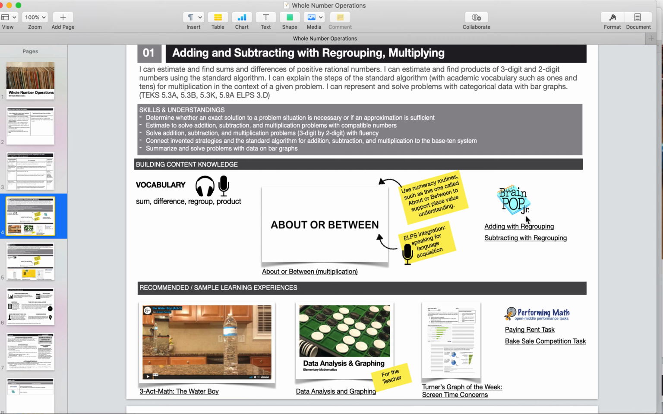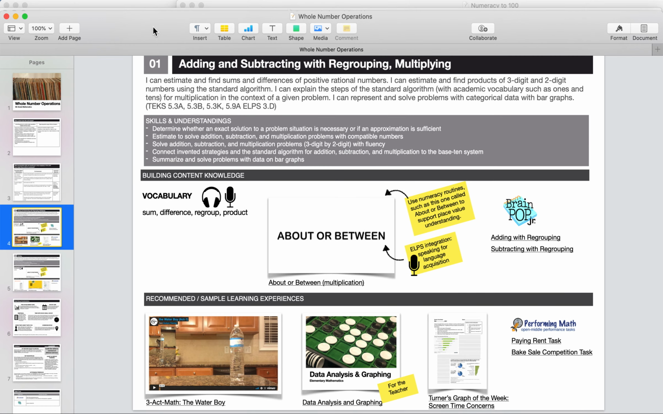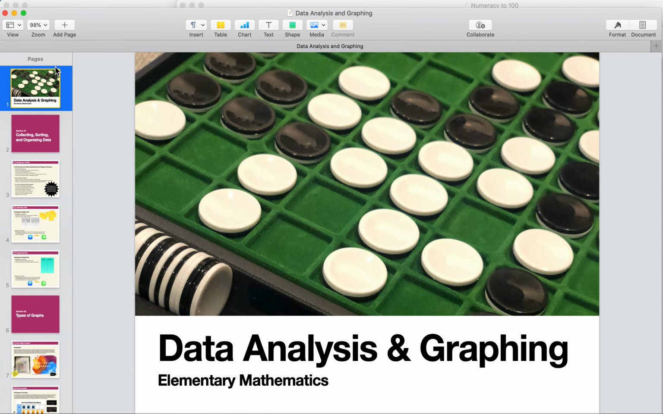There's some Brain Pop Junior videos about adding with regrouping and subtracting with regrouping as well. Here's a link to a 3-act task, which is a great format for inquiry in the classroom. And then for you, a Pages file about data analysis and graphing, because right now the students are going to be learning about using bar graphs.